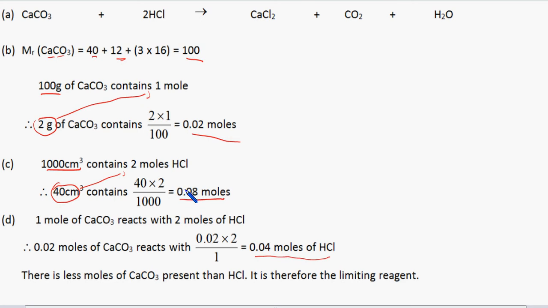This means that the acid is in excess. So therefore, the calcium carbonate is our limiting reagent. So your limiting reagent is the one that is in the smaller quantity.